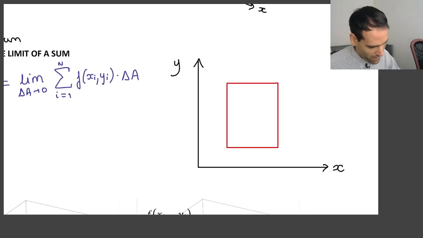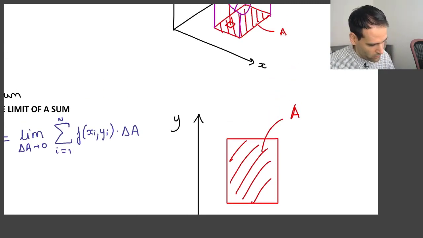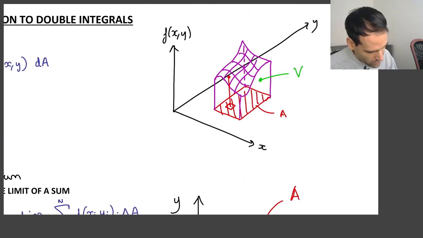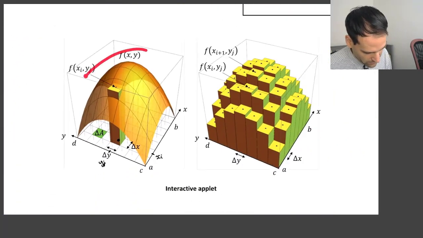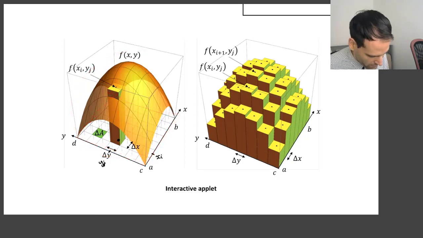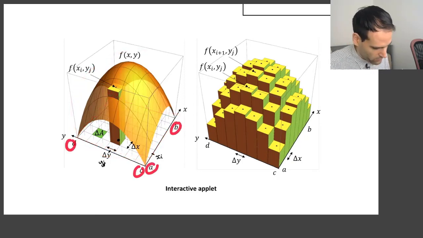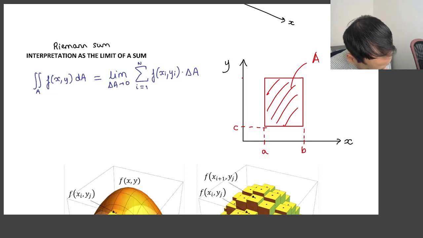So imagine that this is our area now. That's similar to what I drew here as an example, and is similar to the examples I was doing in the applet. So the area is a rectangle, and this rectangle has limits a to b in x and c to d in y. So let's write those limits: a to b in x and c to d in y.